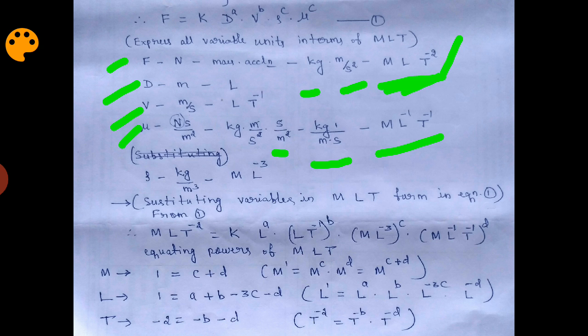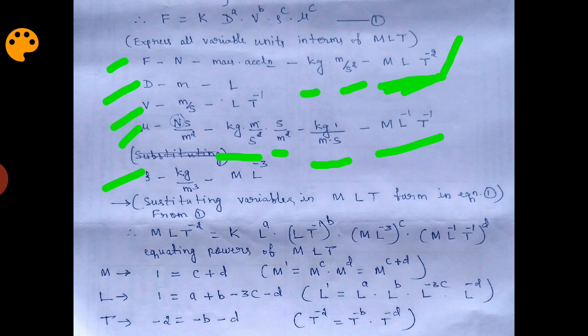For Newton it is kg meter per second square. We have kept second per meter square as it is. Meter will get cancelled, second will get cancelled. We will be left with only kg in the numerator, meter second in the denominator. For that we get M L raised to minus 1 T raised to minus 1. You can follow either method. Then density: we know the definition, mass by volume. Mass is kg, volume is meter cube, so we get M L raised to minus 3.